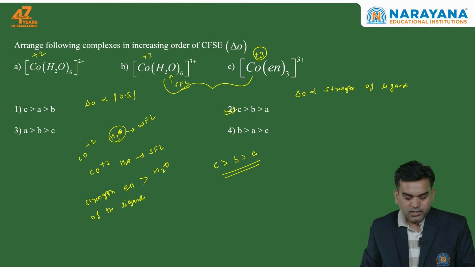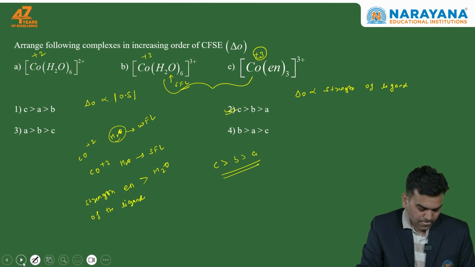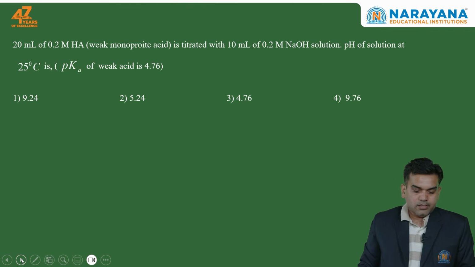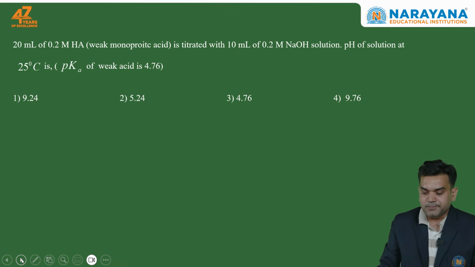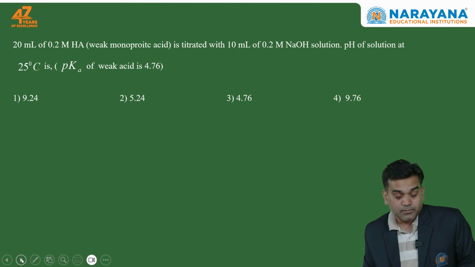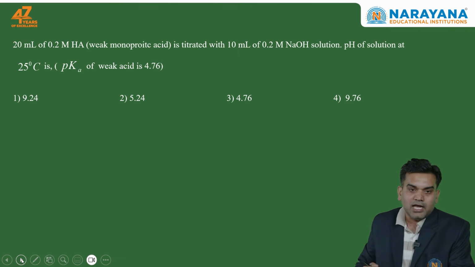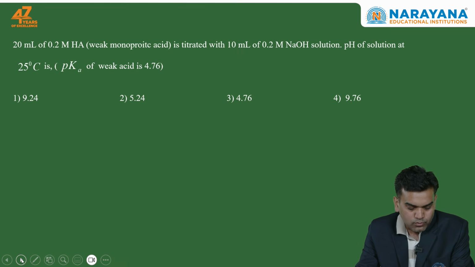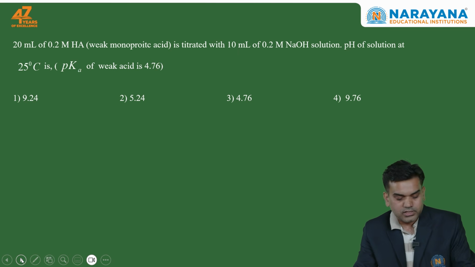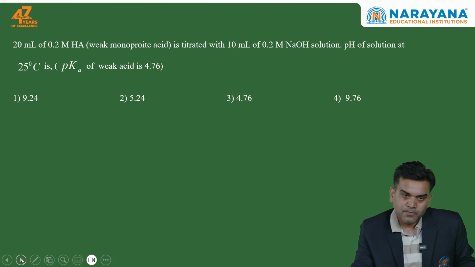Okay, let's come to the next question. The next question belongs to the equilibrium chapter, ionic equilibrium. In this case, they have given 20 ml of 0.2 molar HA, a weak monoprotic acid. It is titrated with 10 ml of 0.2 molar NaOH solution. We have to find out the pH of the solution at this temperature.